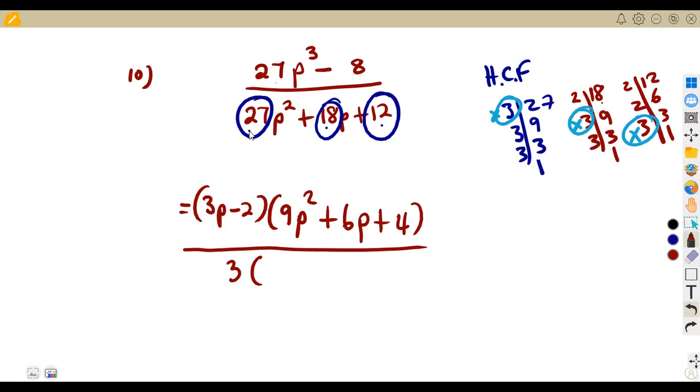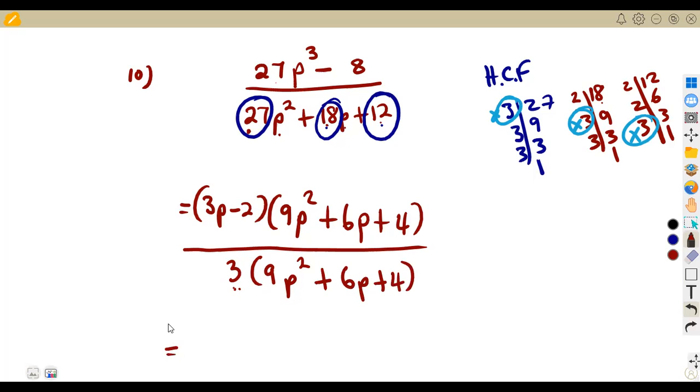So it's 27 divided by this 3, which is going to give us a 9. So that's 9. But remember, there is a p squared there. All right, plus 18 divided by 3, which is going to give us a 6, but we've got p. All right, 12 divided by 3, this one is going to give us a 4.